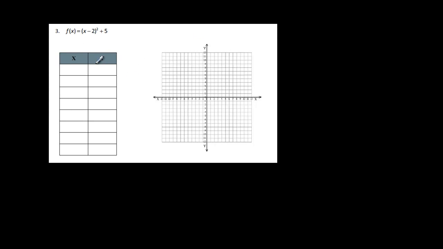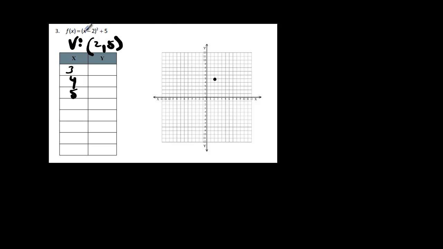Number 3, we see that the vertex here is at (2, 5). So I'm going to plot that point, (2, 5), here. Well, let's move that up just a little bit. All right. And from that point I want to find out what happens to the right and to the left of it. So I want to find out what happens at 3, 4, 5, and so on. So let's start with 3, 4, and 5 first.